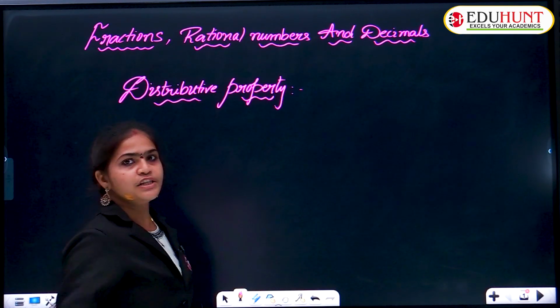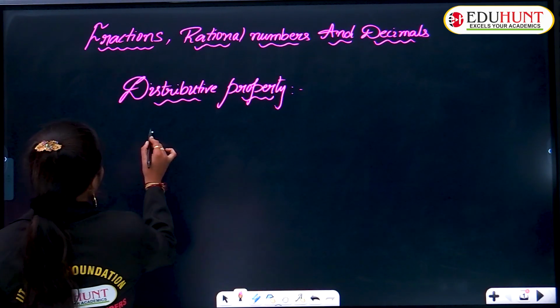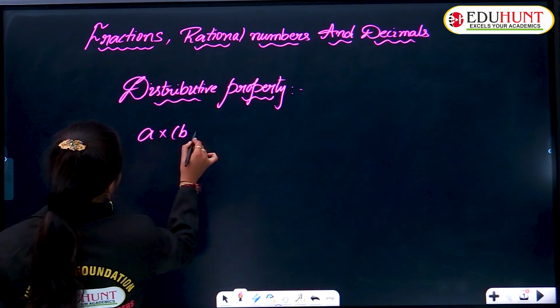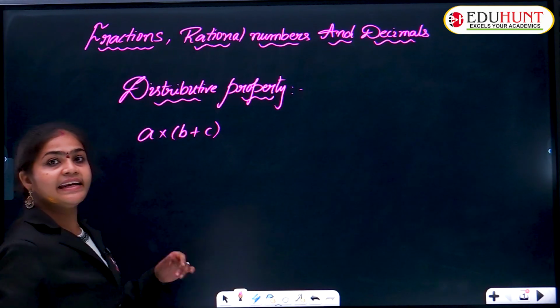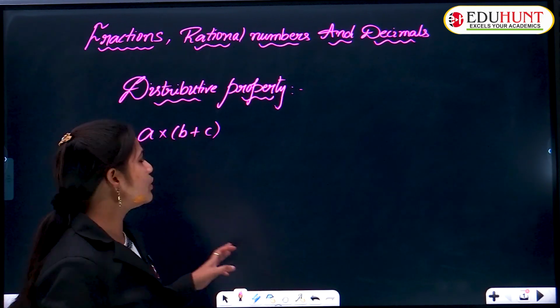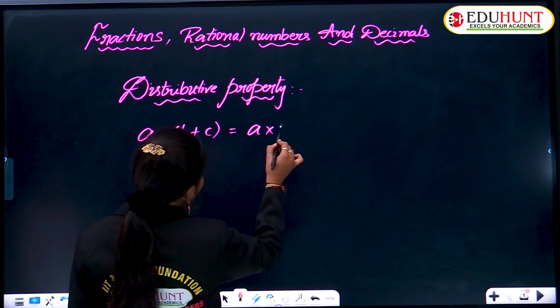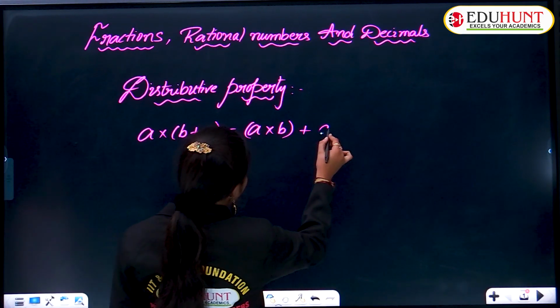See here, what is the condition for the distributive property? Here the condition is A into (B plus C), where A, B, C are any three rational numbers. What is the condition? A into (B plus C) equals A into B plus A into C.